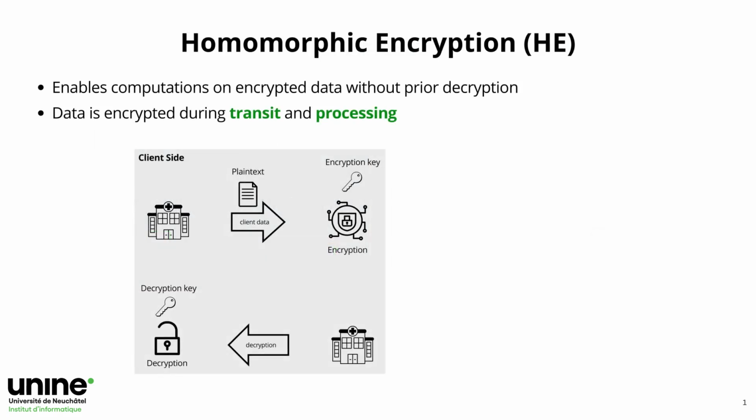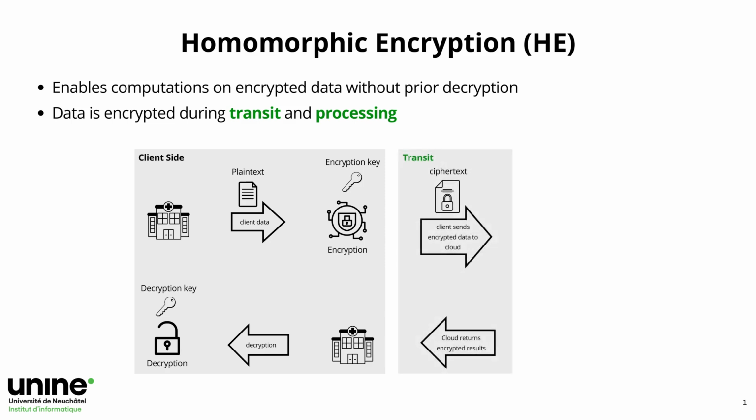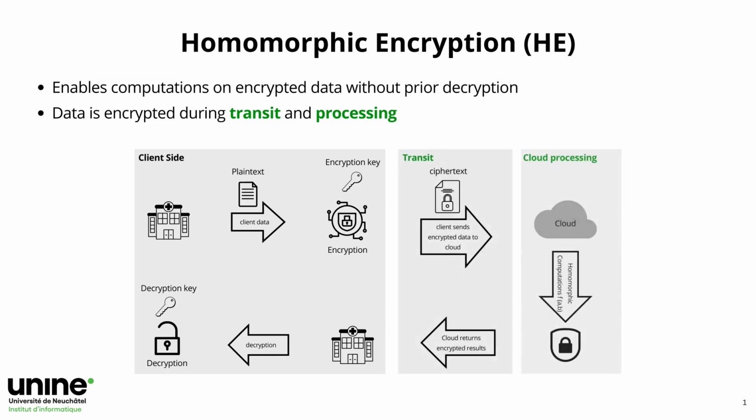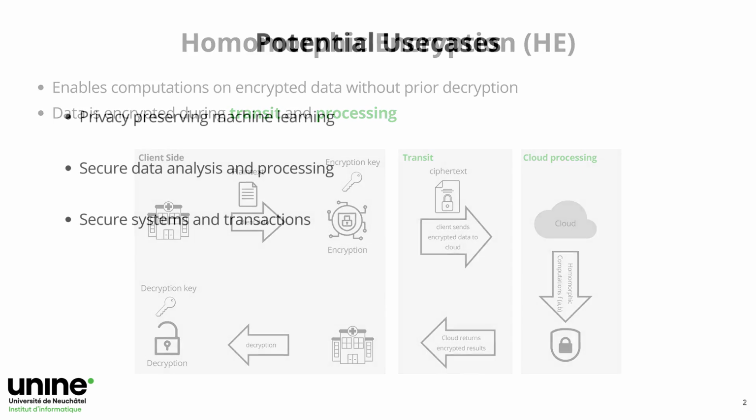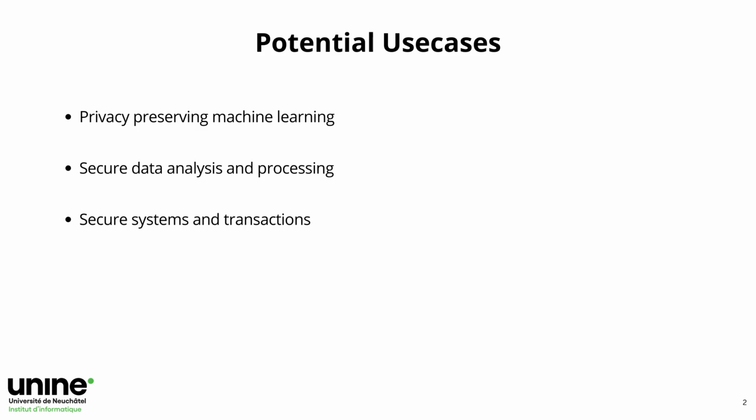Generally, homomorphic encryption allows us to perform computation directly on the encrypted data. That way we have the highest level of confidentiality, in the sense that our data is encrypted both in transit and while it's being processed by the cloud providers. The potential use cases for homomorphic encryption are enormous, including privacy-preserving machine learning, secure data analysis and processing, and secure systems and transactions.